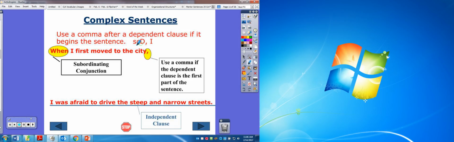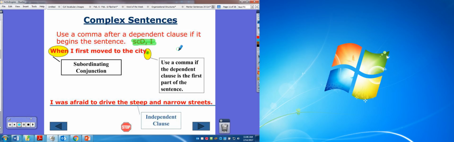This formula is when the dependent clause comes first. Notice that you have to have a comma if the dependent clause comes first. When I first moved to the city, I was afraid to drive the steep and narrow streets. This is my subordinating conjunction, and it makes this entire clause dependent on our independent clause. We put a comma there because as readers, we pause.